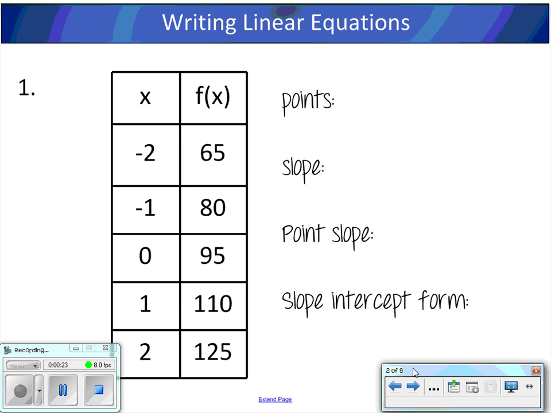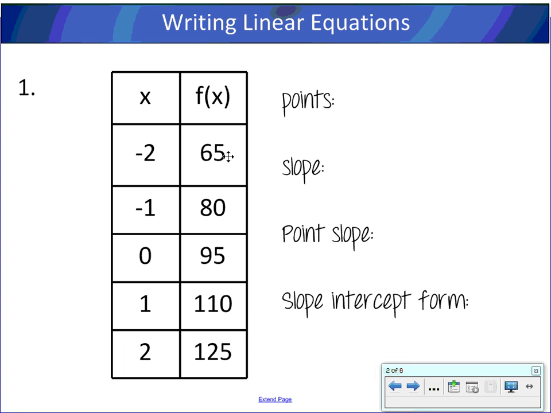We've got to find the rate of change, also known as the slope, in order to come up with an equation in point-slope form and also in slope-intercept form. Hopefully you remember that we look at the change in the y values over the change in the x values. So 65 going to 80 would be a positive 15. And then negative 2 to negative 1 is just going up by a positive 1.